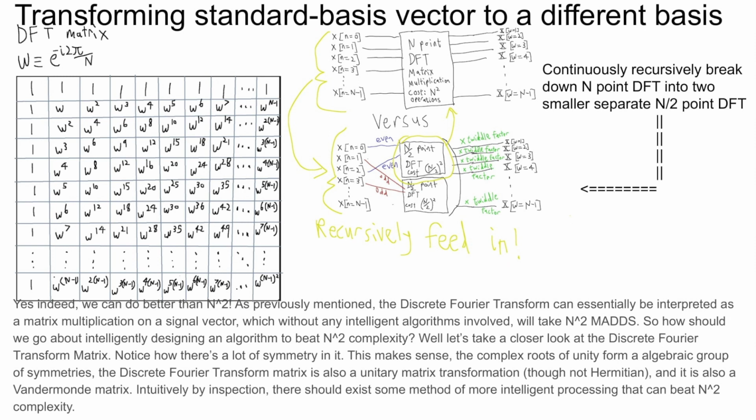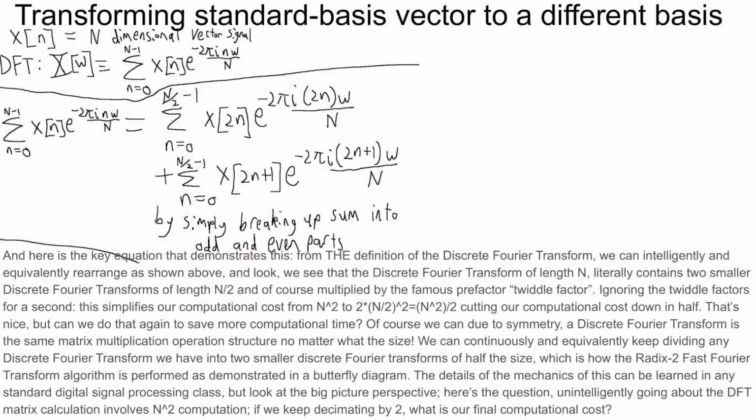Well, let's take a closer look at the discrete Fourier transform matrix. Notice how there's a lot of symmetry in it. This makes sense. The complex roots of unity form an algebraic group of symmetries. The discrete Fourier transform matrix is also a unitary matrix transformation, though not Hermitian, and it is also a Vandermonde matrix. Intuitively, by inspection, there should exist some method of more intelligent processing that can beat n squared complexity. And here's the key equation that demonstrates this.